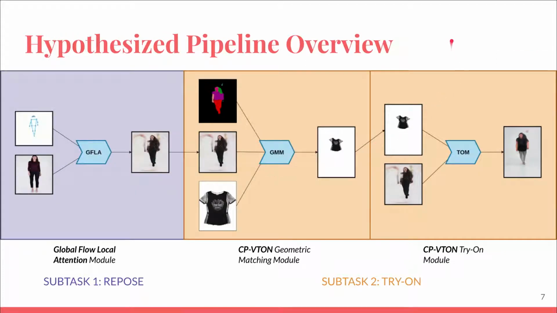This is the overview of our entire pipeline. First, we do the reposing subtask using the global flow local attention module to repose the person to all the video frames. Then we feed that into the try-on subtask, where we use the CP-VTON repository to perform the try-on.